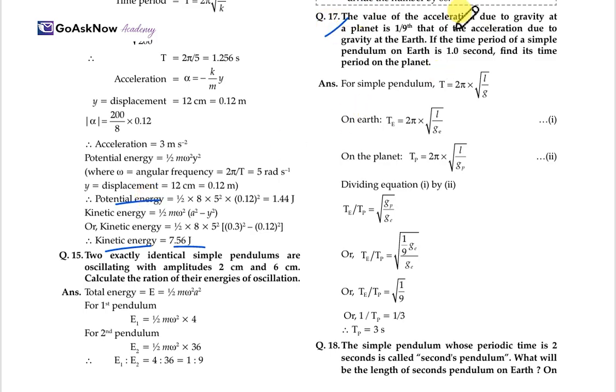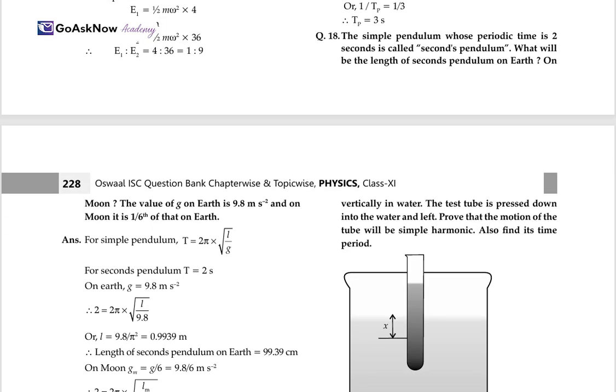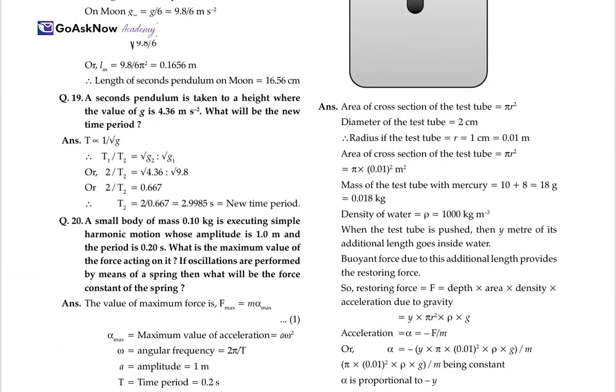One more question: the value of the acceleration due to gravity on a planet is 1 by 9 of the acceleration due to gravity on Earth. If the time period of the simple pendulum on Earth is 1 second, what will its time period on the planet be? For the simple pendulum, T is equal to 2 pi square root of L by g. On the planet, T_P will be 2 pi square root of L upon g_P. Now we divide both equations and get the ratio T_E upon T_P as square root of 1 by 9, so T_P is equal to 3 seconds. This is the value of the time period for the planet.